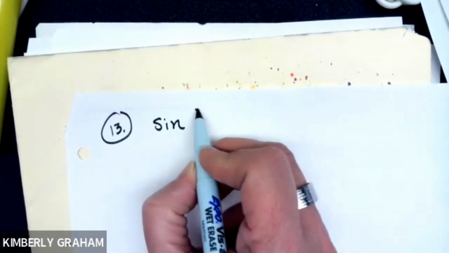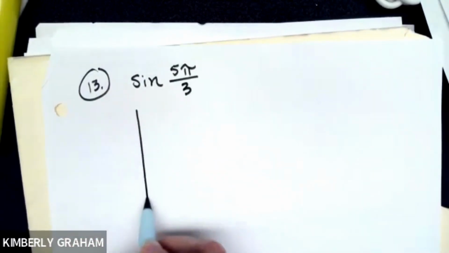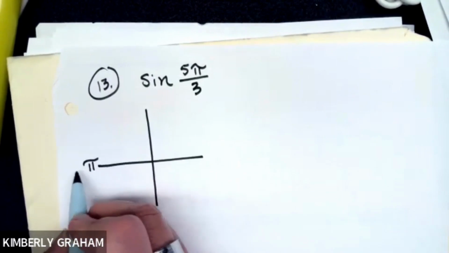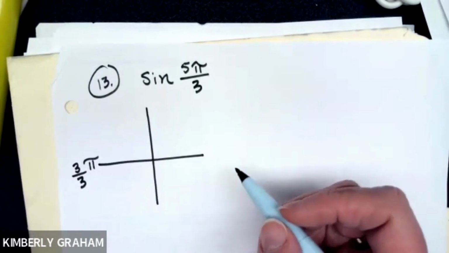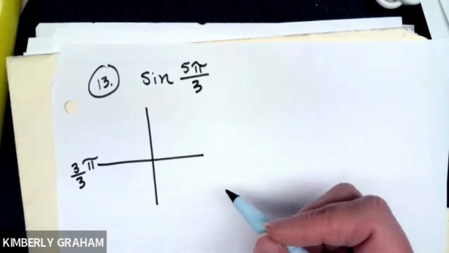I have sine of 5 pi over 3. My first step is going to be to sketch that angle. I know this is pi. I could also write it as 3/3 pi. So you need to know where 5/3 pi or 5 pi over 3 is going to land.